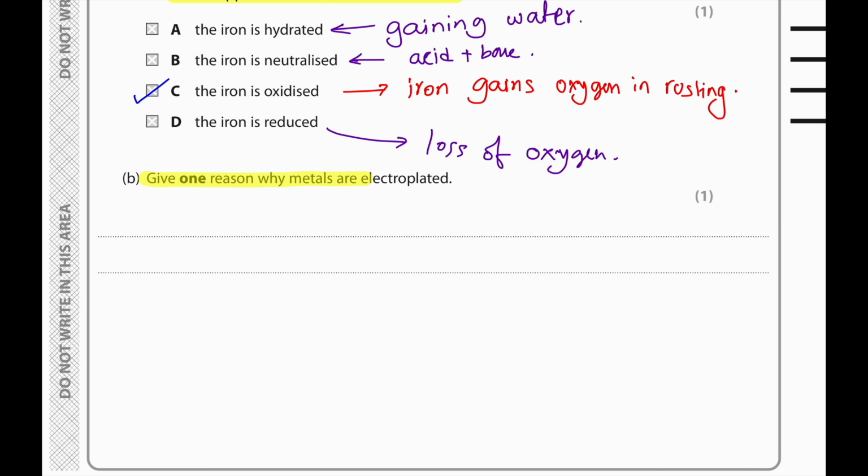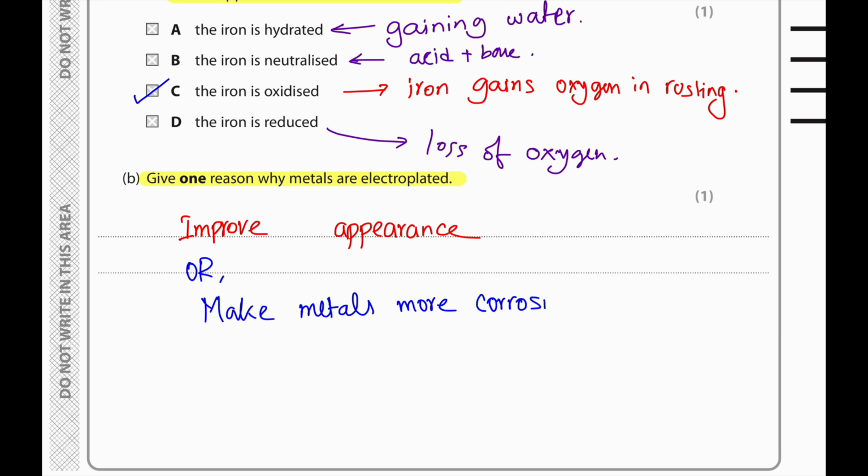Give one reason why metals are electroplated. Electroplating can give many advantages, and one of the advantages is improvement of appearance, and the other one is we can coat a more reactive metal with a less reactive metal so that it is more corrosion resistant.